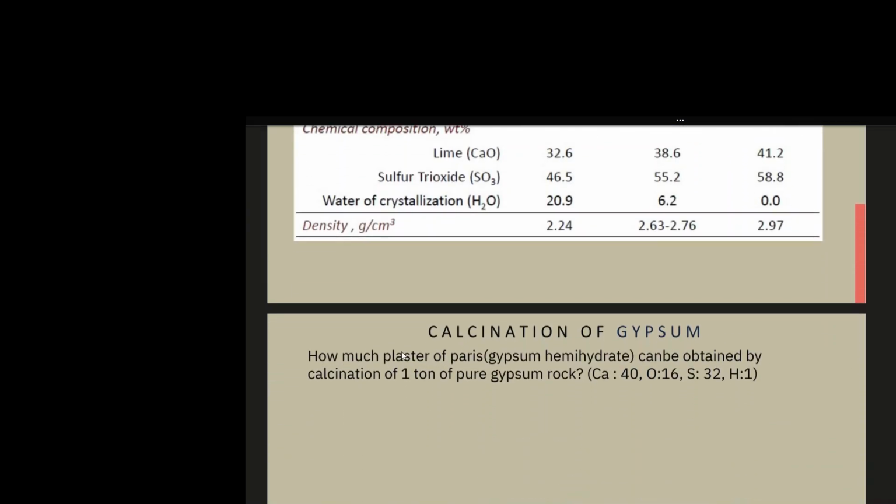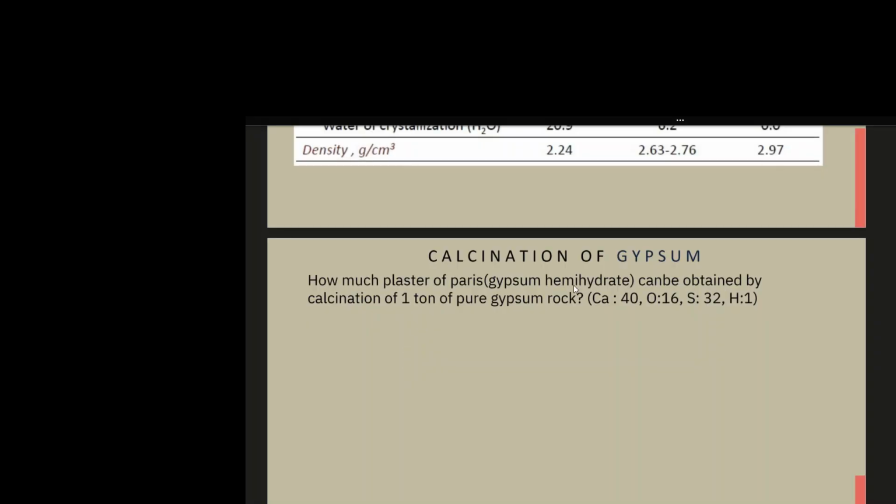And so you guys can maybe do this calculation, how much plaster of Paris can be obtained of calcination of a ton in here. So maybe if you want to do the question, you may take a pause before I show you guys the solution.